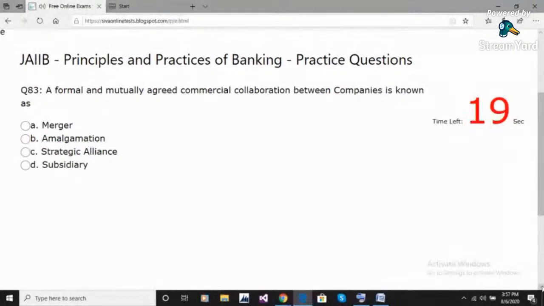Question 83. A formal and mutually agreed commercial collaboration between companies is known as Option A merger, Option B amalgamation, Option C strategic alliance, Option D subsidiary. Answer B amalgamation. Question 84.